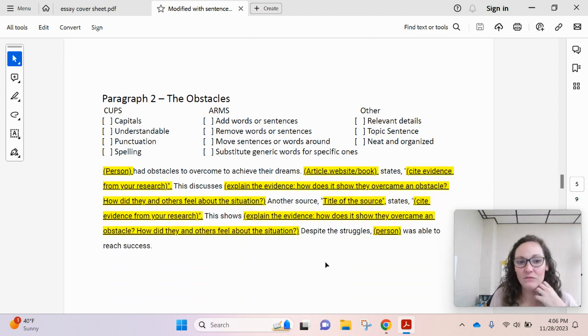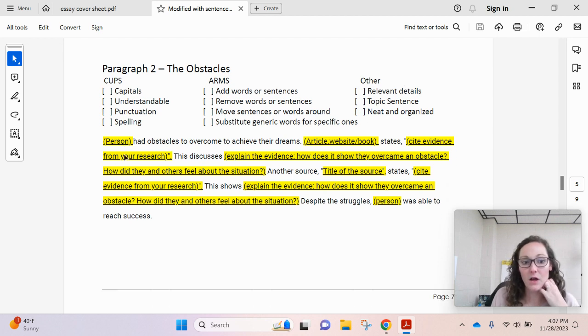In paragraph 2, this is where you're talking about your obstacles. Once again, you are looking at all of these revising and editing suggestions after you've written it. Follow this outline. This sentence stem is the paragraph frame, really. The person had obstacles to overcome to achieve their dreams. This is where you cite where you get your evidence. Is it the article or the website or the book? Give me the title of it. States, and then you cite your evidence here.